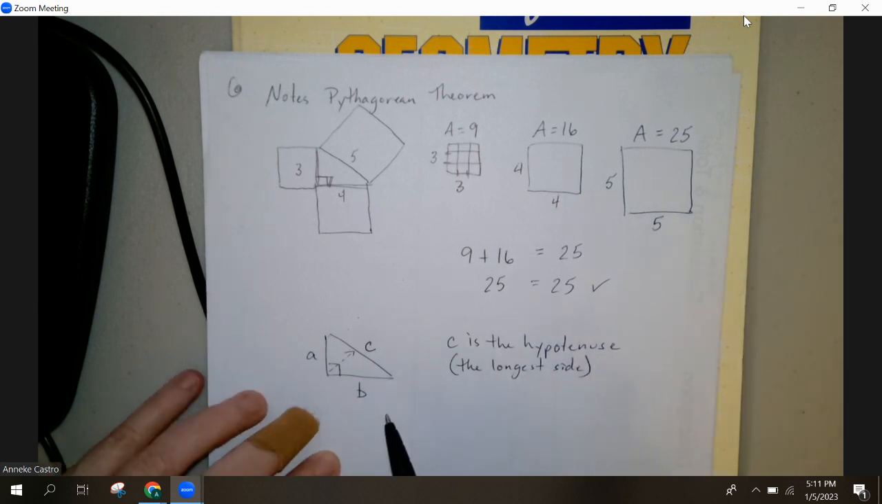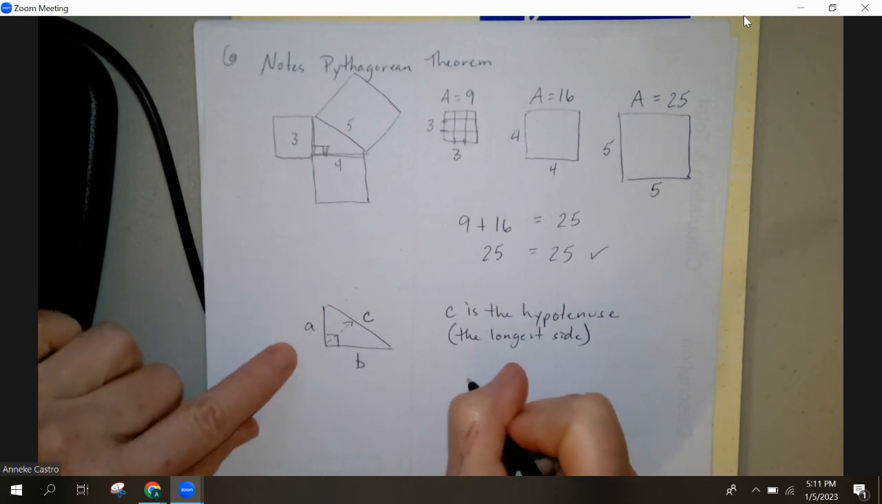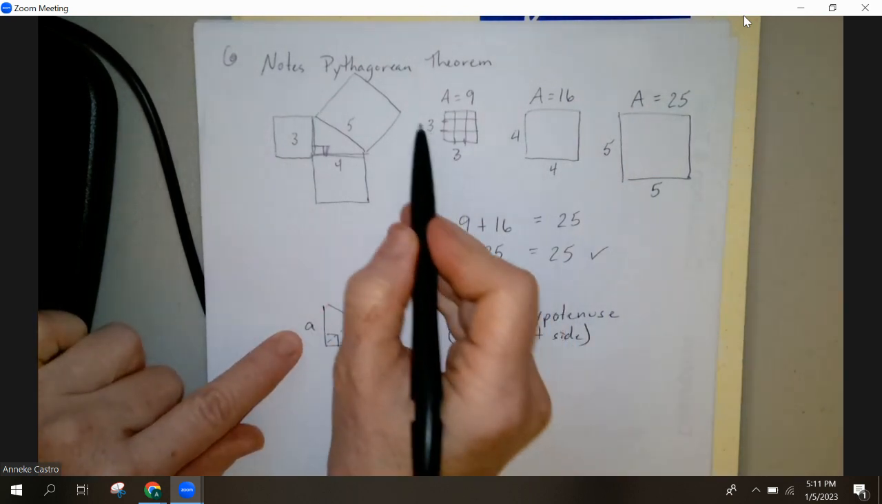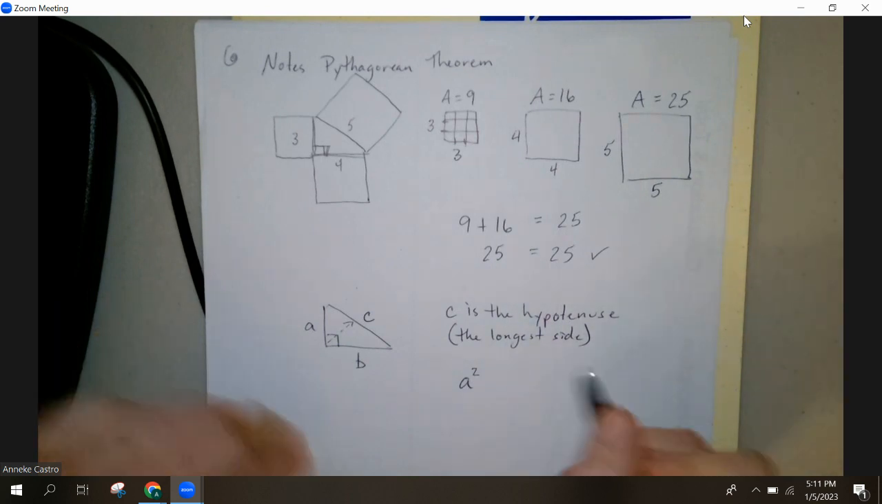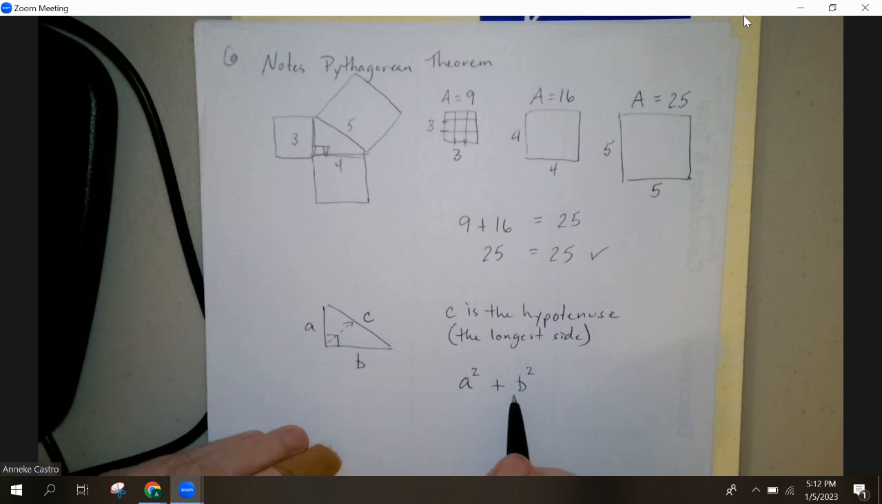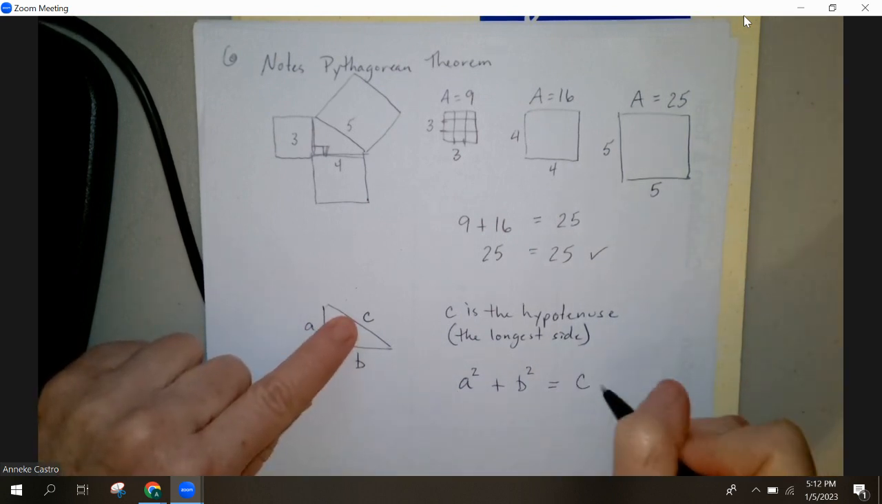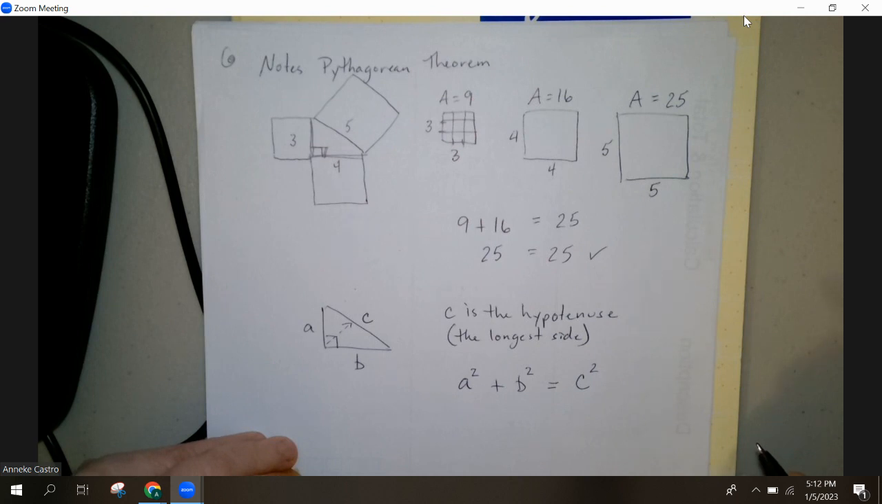So when you have this situation with a right triangle, we know that if you take this side length, A, and you times it by itself like we did here, and then you take this side length B and you times it by itself. Notice I'm writing that as B squared. That means B times B. A squared, that means A times A. It's going to equal this side times itself, C squared.